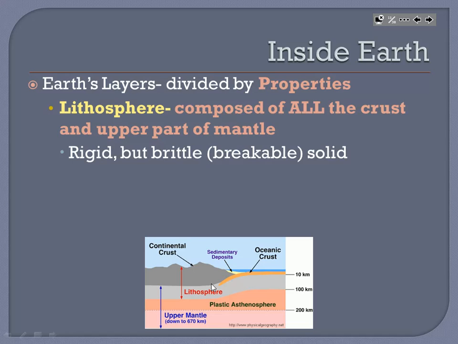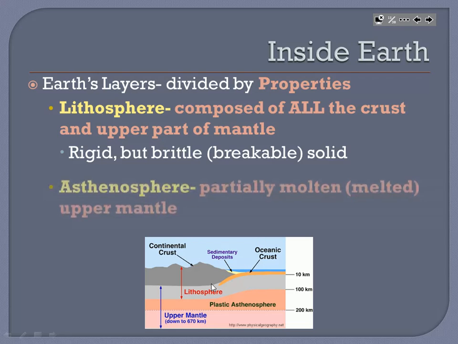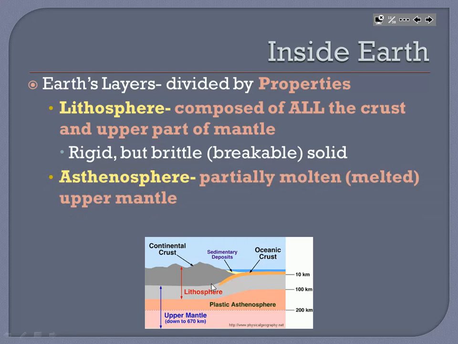Remember we're dividing this by properties. A property is a characteristic about it. So the lithosphere is very rigid, which means it's strong but yet breakable. Rigid meaning more solid, but brittle meaning that it does have cracks and bends and breaks in it, and it can be maneuvered. We'll talk about that more as we get into plate tectonics, because that's the reason that we have them.